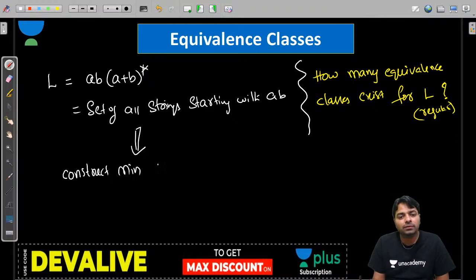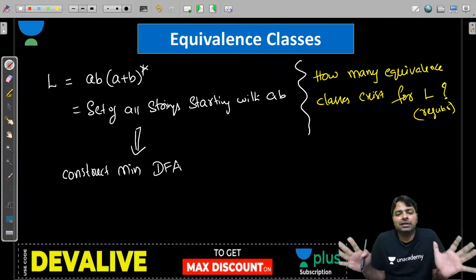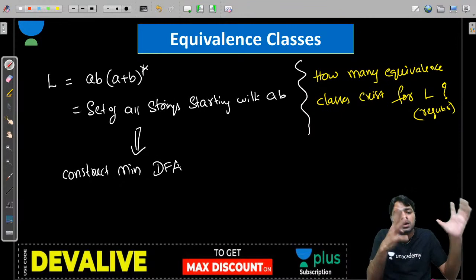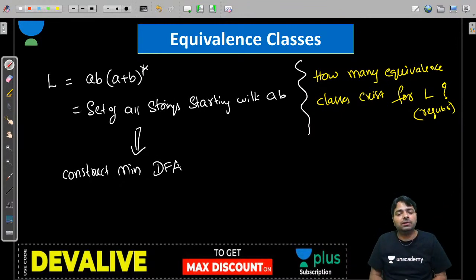First target is to construct a minimum DFA. Construct minimum only. Don't just design a DFA. If you just design a DFA, convert it to a minimum DFA. If you design an NFA, convert it to a minimum DFA only. Okay? Construct the minimum DFA, guys. What is your minimum DFA? Look at that.